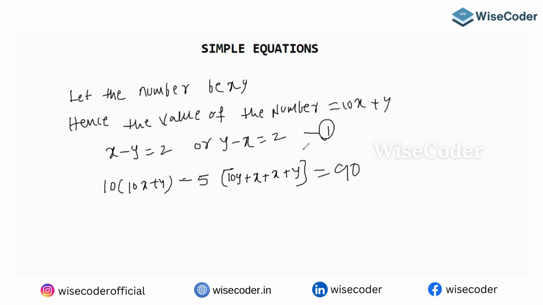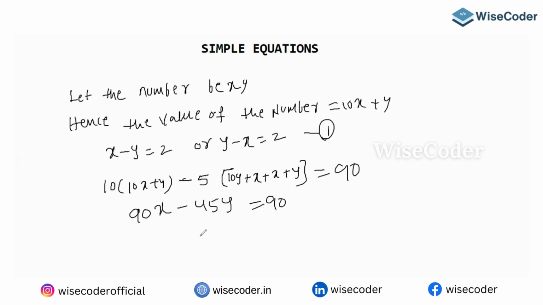If you look at the question, 10 times the number exceeds, which means a difference, 5 times the sum of the number formed by reversing the digits and the sum of the digits by 90. So 10 times the number and 5 times this particular sum, the difference is 90. If you calculate this, you will get 90x minus 45y equals 90.